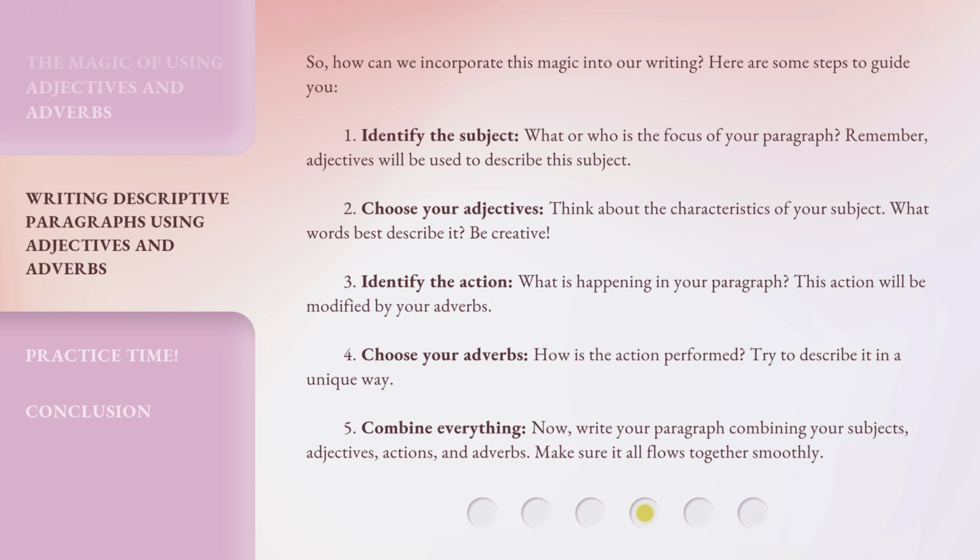3. Identify the action. What is happening in your paragraph? This action will be modified by your adverbs. 4. Choose your adverbs. How is the action performed? Try to describe it in a unique way. 5. Combine everything. Now, write your paragraph combining your subjects, adjectives, actions, and adverbs. Make sure it all flows together smoothly.